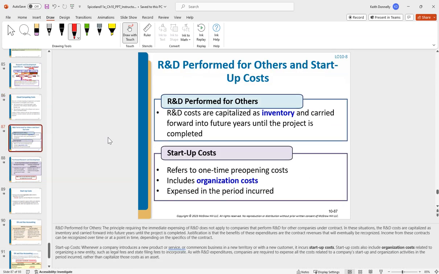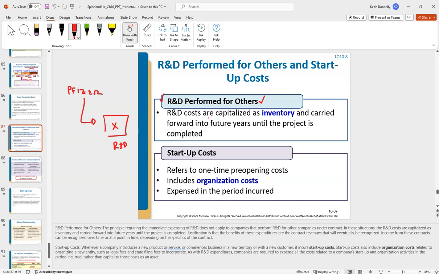Another spin on all of this is whenever we have R&D performed for others. Say that when we were looking at that R&D, creating COVID 2.0, that assumes that we work for Pfizer. Say, however, Pfizer just hires us, company X, to do the R&D for them. So in other words, we're doing the R&D, but not for our own company. We are performing it for somebody else, Pfizer.